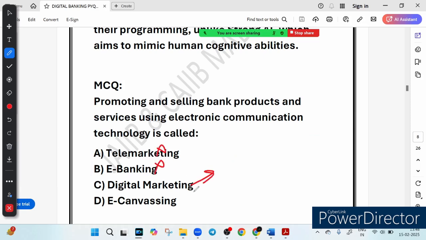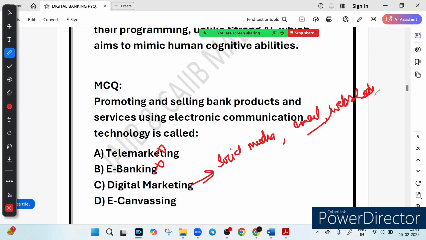Digital marketing is a broad term that includes all kinds of online marketing, not just banking. It includes social media marketing, email marketing, and website ads. For example, a company promoting shoes on Instagram is doing digital marketing, but that has nothing to do with banking. We need a term that is specifically applied to selling banking products electronically.